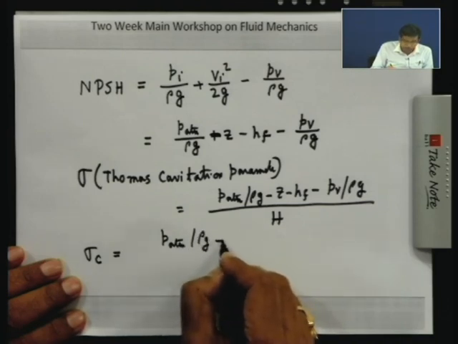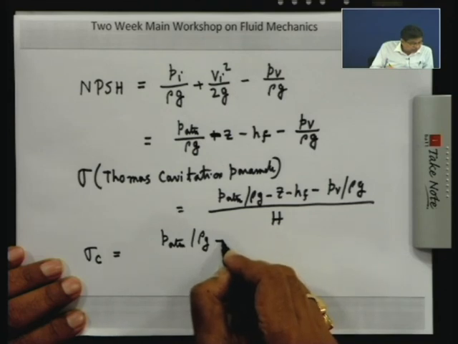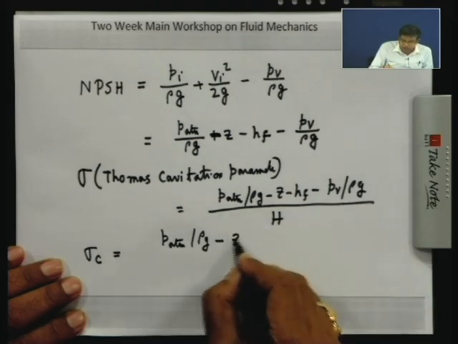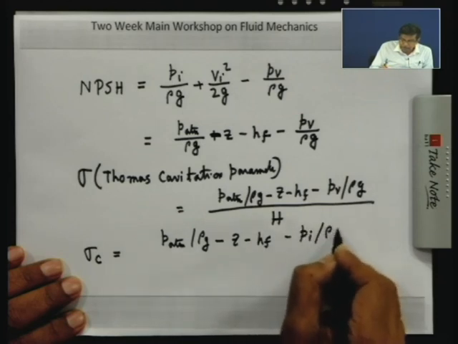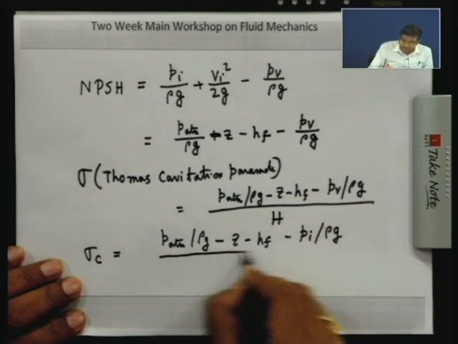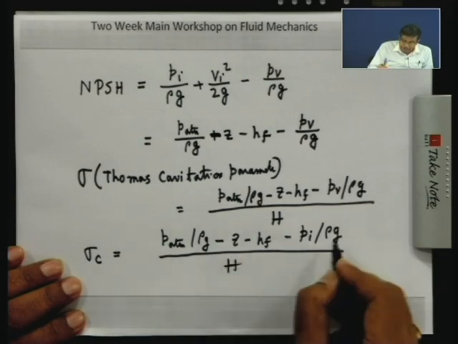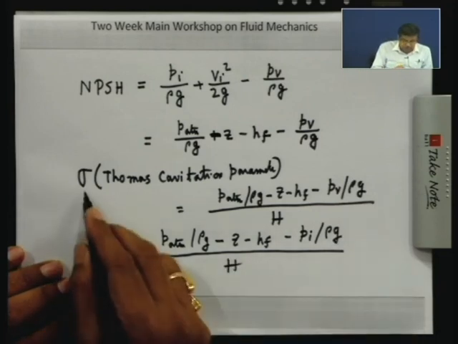minus Pi by rho g, Z minus Hf. Similarly, I write here Pi. The similar way it was done in the turbine, a check is made between sigma and sigma c.